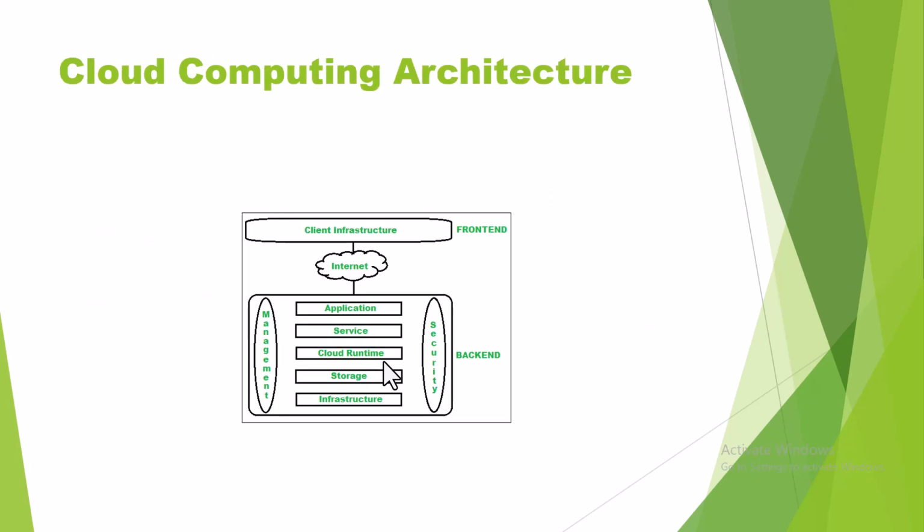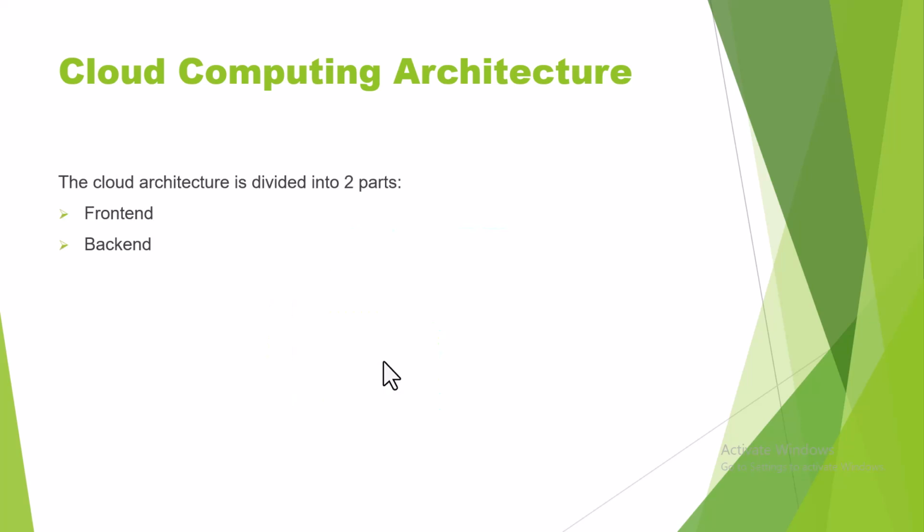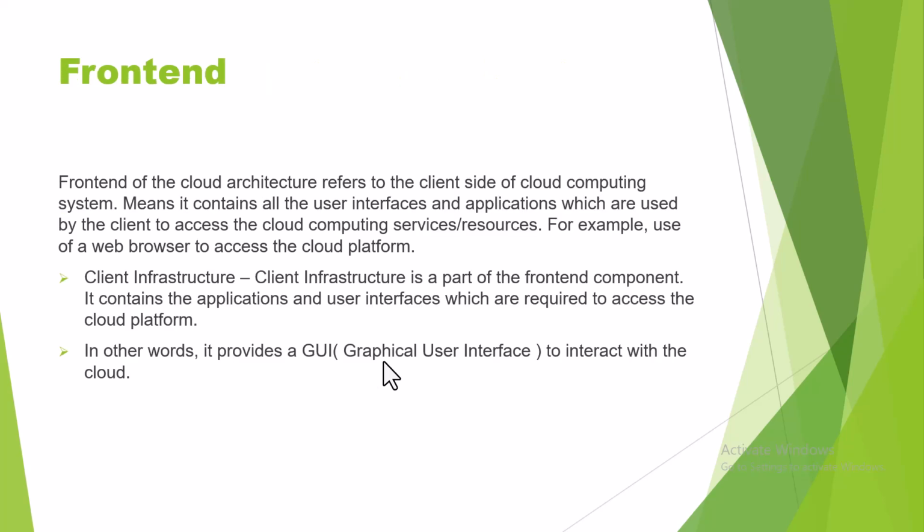Cloud computing architecture. Here you see one is front end and the other is back end. In the front end there is client infrastructure, and in the back end there is application, service, cloud runtime, storage, and infrastructure. The cloud architecture is divided into two parts, front end and back end. The front end of the cloud architecture refers to the client side of the cloud computing system, meaning it contains all the user interfaces and applications used by the client to access the cloud computing server resources. For example, using a web browser to access the cloud platform.